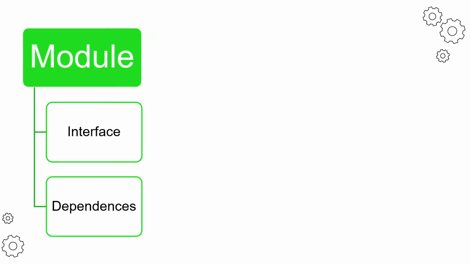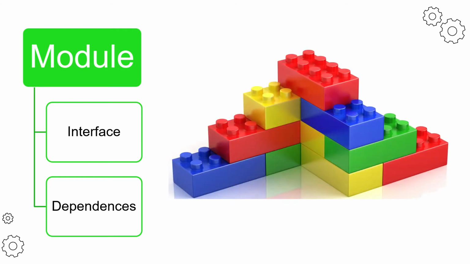All right, let's begin. For a module, you need to understand two things: one is the interface, and the other is the dependencies. Let's take a look at this image. It's Lego blocks, right? And a module is like a Lego block. It's a bunch of code you use to achieve a certain purpose. That means you group some code, some functions together to do something, usually one thing.